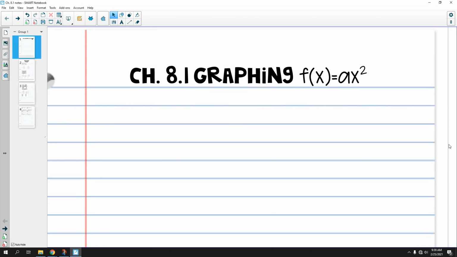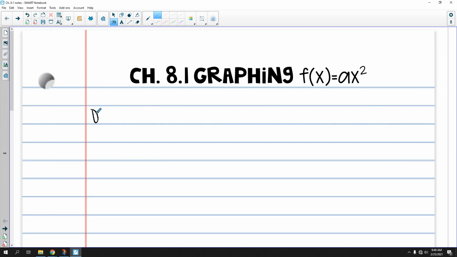So today we're going to be graphing f of x equals ax to the second power. So really what we're doing is we're going to learn quadratic functions today. There are three types of function forms that we need to know, so let's go over those. Skip a line and then right here we're going to write quadratic function forms.